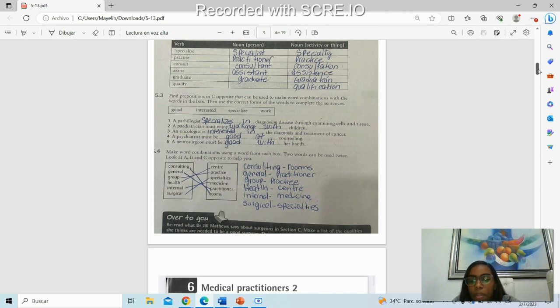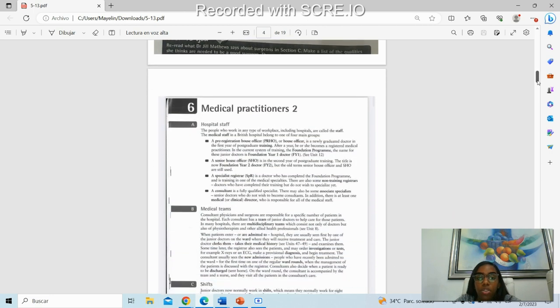5.4. Make word combinations using a word from each box. Two words can be used twice. Look at A, B, and C opposite to help you. Consulting rooms, general practitioner, group practice, health center, internal medicine, and surgical specialists. Medical practitioner.